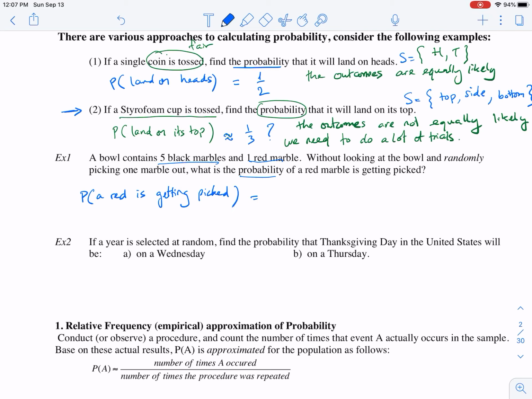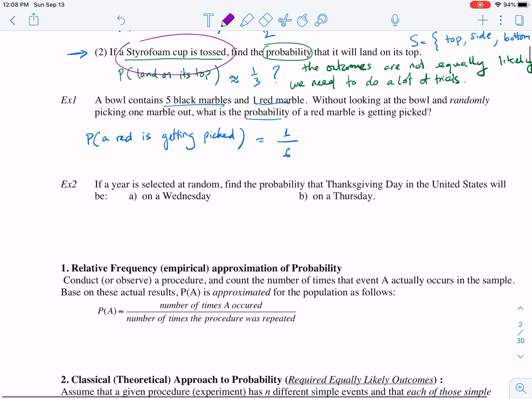Well, we know there are 6 total marbles, right? And there's only 1 red in there. Since we are choosing randomly without looking, there's no bias, so it's just random, right? The chance of us picking a marble that is red out of 6, well, there's only one, so we say 1 out of 6. In this case, we know the exact probability because all 6 different marbles are equally likely to be picked because we're doing it randomly, right? As opposed to over here, where the outcomes are not equally likely to happen.